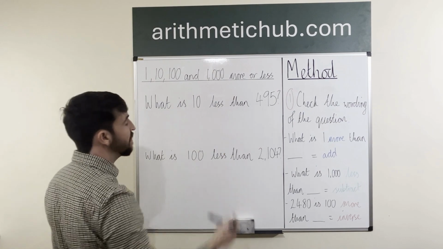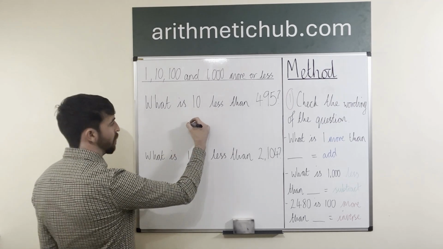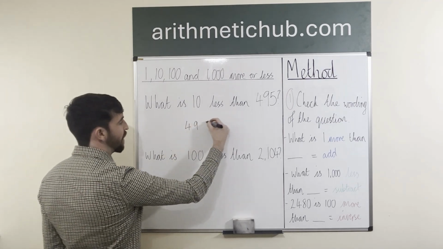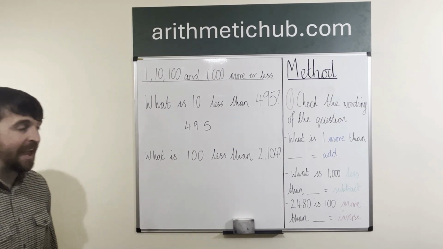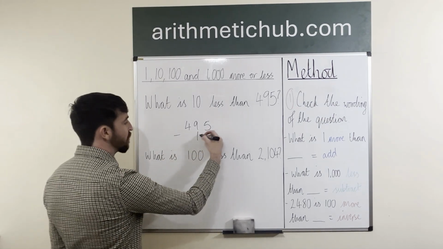Okay, so what is 10 less than 495? Exactly the same method for these ones. We're going to write 495 in, but this time we're looking for 10 less. So the number is going to be smaller, isn't it? So for that to happen, we need to subtract.